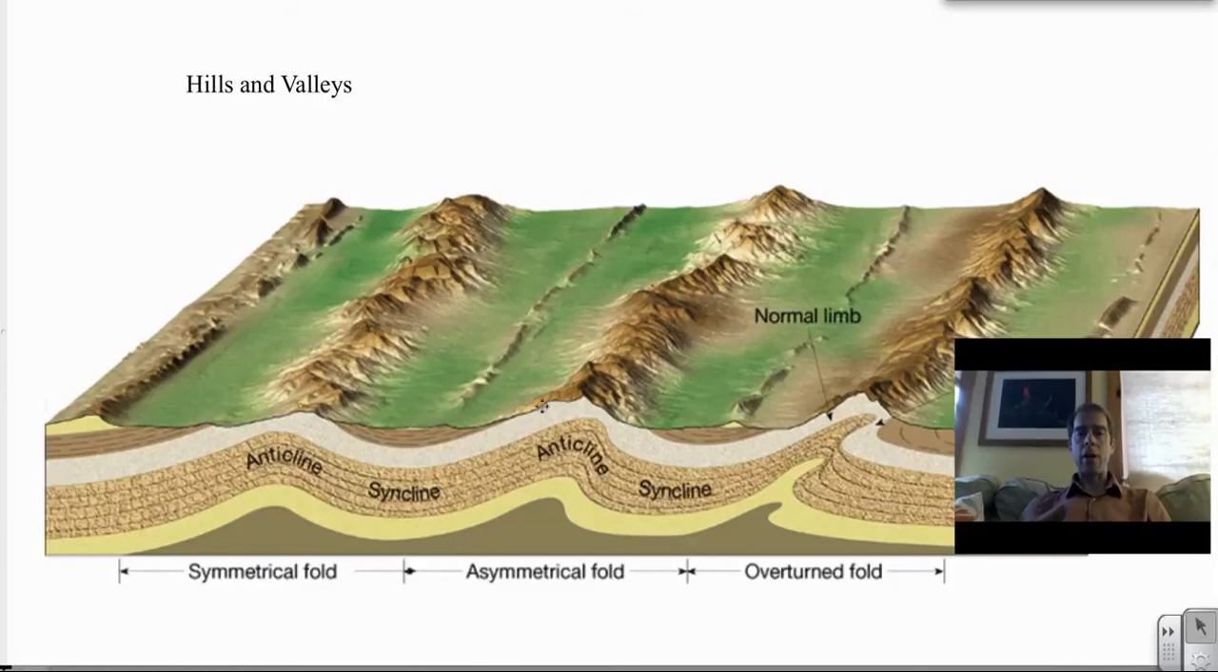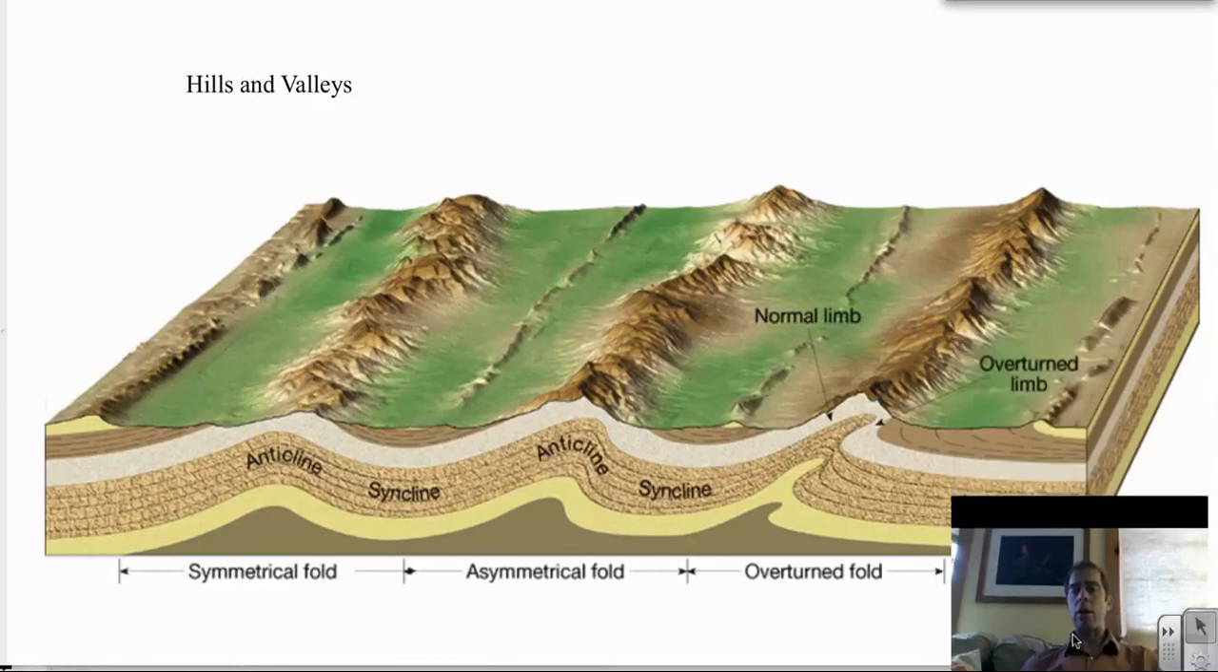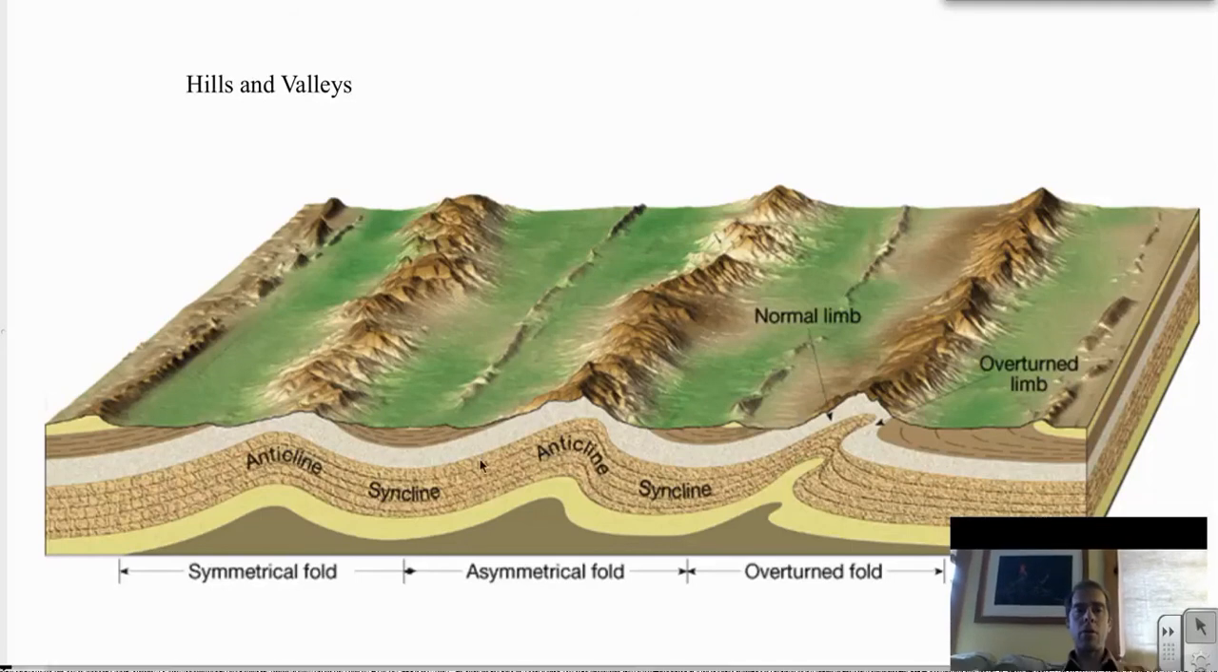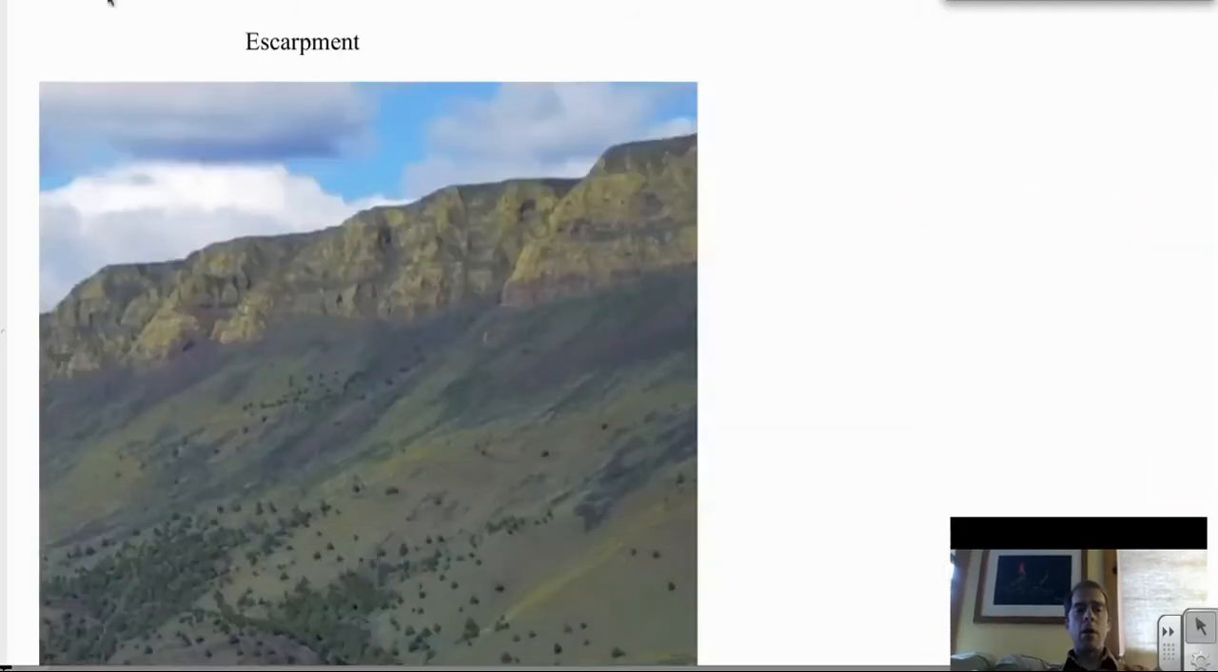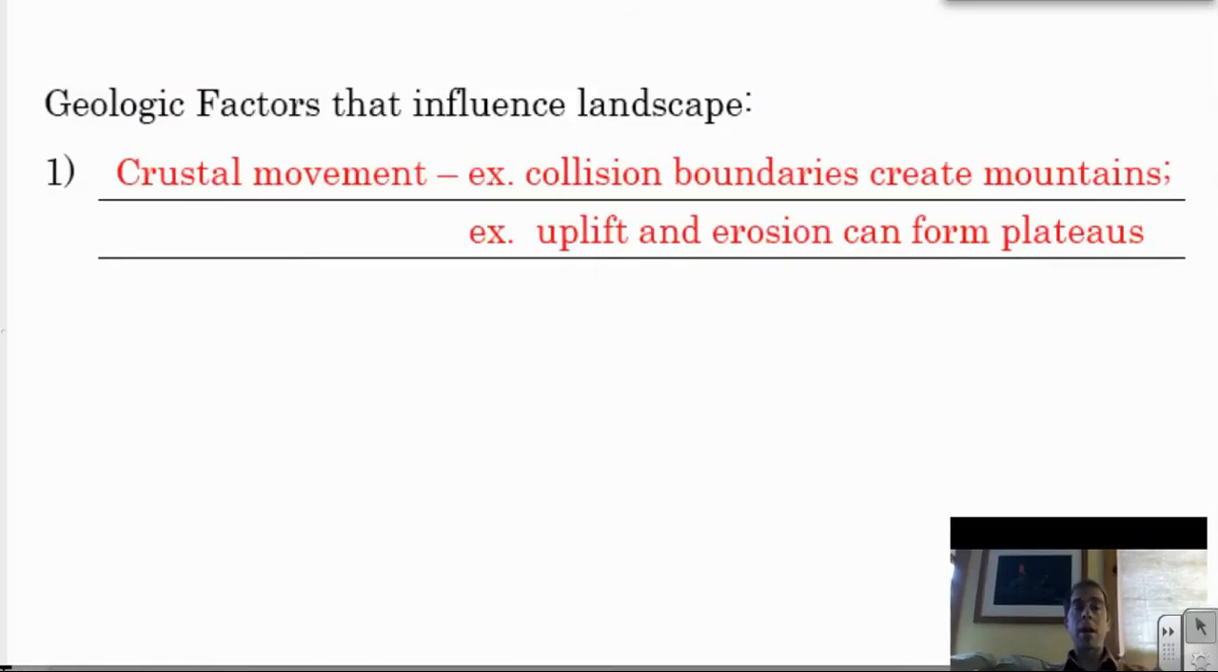And so we get these hills and valleys, oftentimes where you get plates colliding. We see this down in Pennsylvania, where you have a series of ridges and then the valleys in between. And then you have an escarpment here where you see a cliff transitioning down into the plains. The things that affect the landscape, geologic features, are crustal movement, collision boundaries creating mountains, and uplifting and erosion forming plateaus.